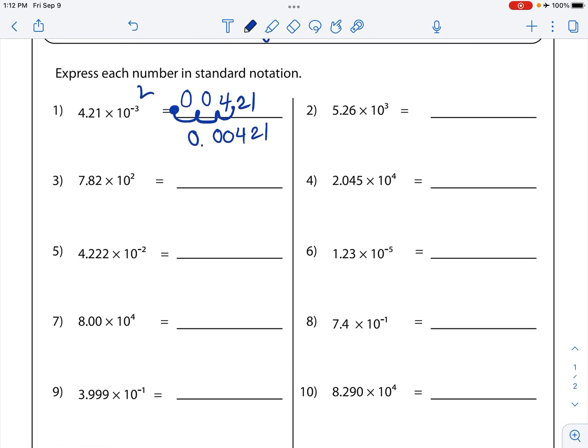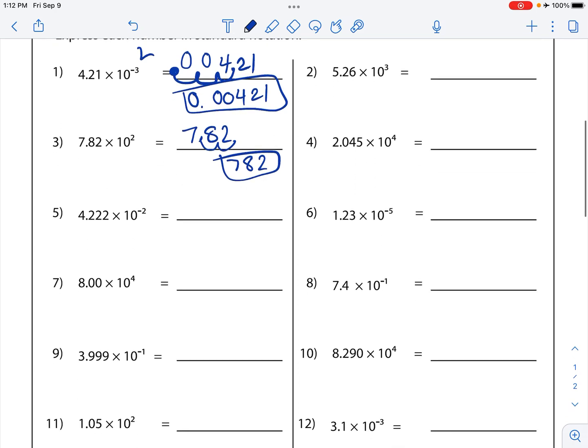The next one, 7.82 times 10 to the 2, which means you're going to move your decimal place 2 spots to the right, 1, 2, clean it up, 782, final answer. Okay, 4.222 times 10 to the minus 2. So we're going to move our decimal place 2 spots to the left, 1 and 2. Fill in my empty egg carton, so 0.04222.